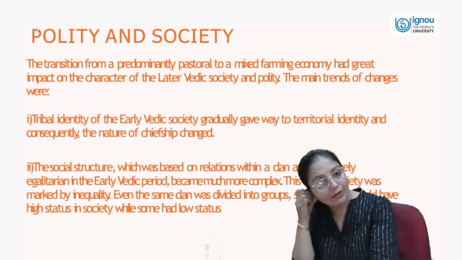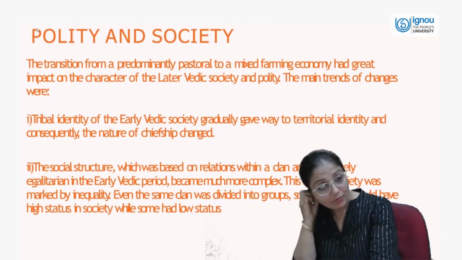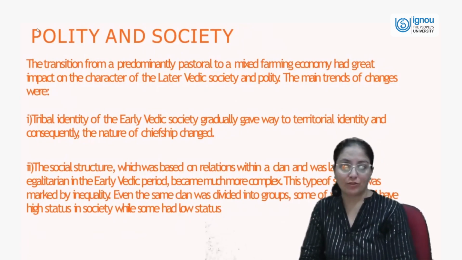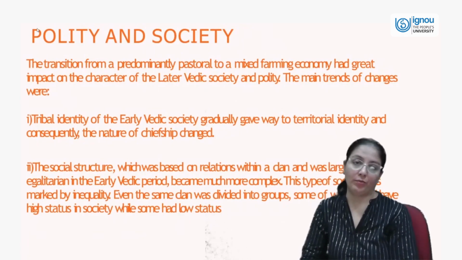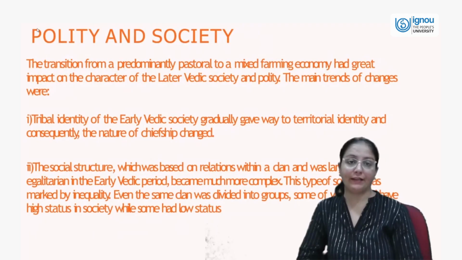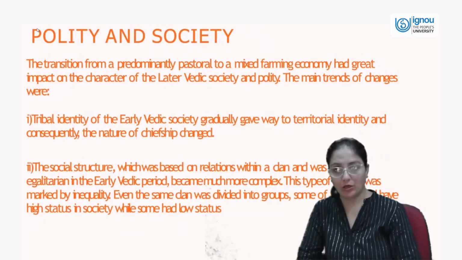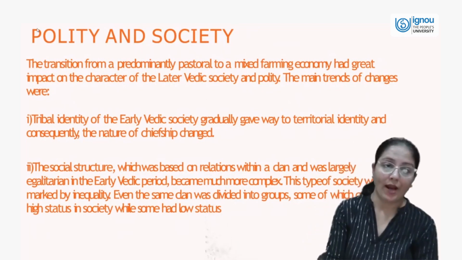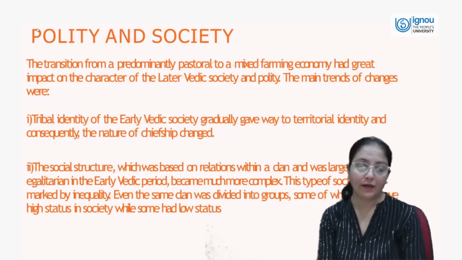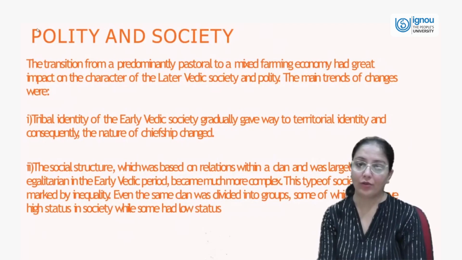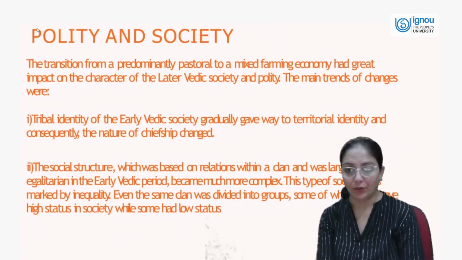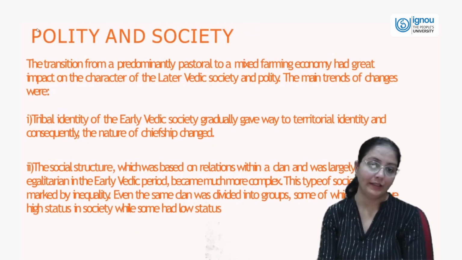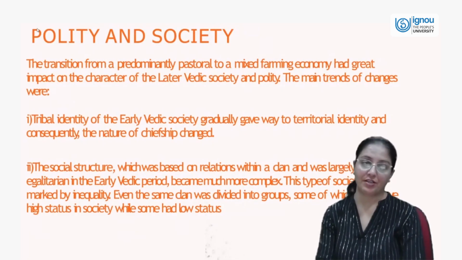Political system and social system. The transition from a predominantly pastoral to a mixed farming economy had a great impact on the character of later Vedic society and polity. The main trends of change were: number one, the tribal identity of the early Vedic society gradually gave way to territorial identity, and consequently the nature of chiefship changed.